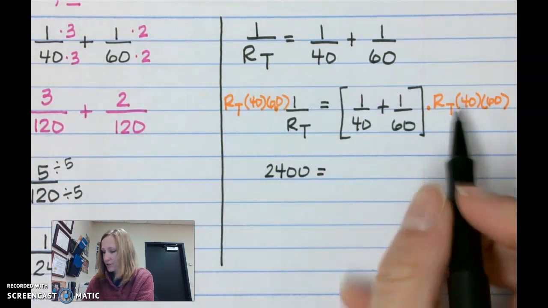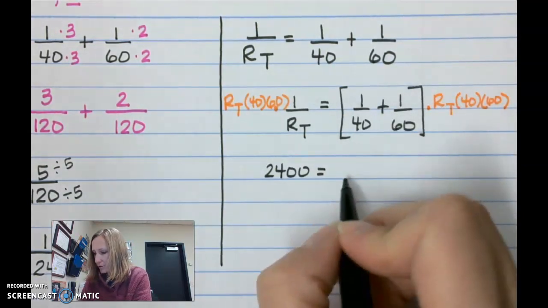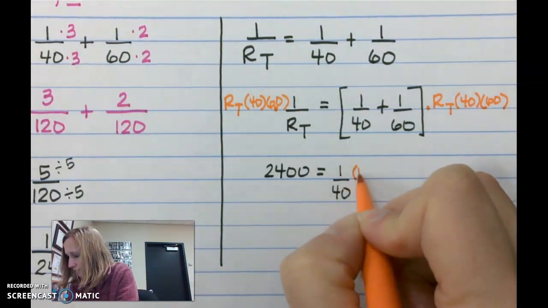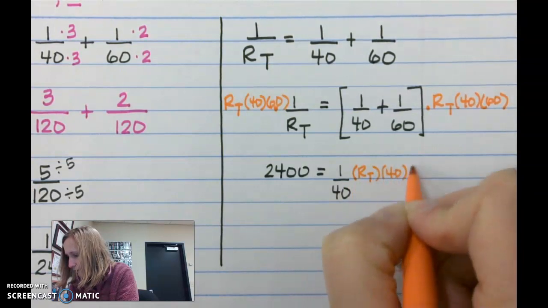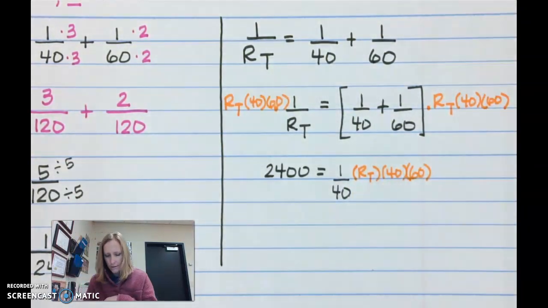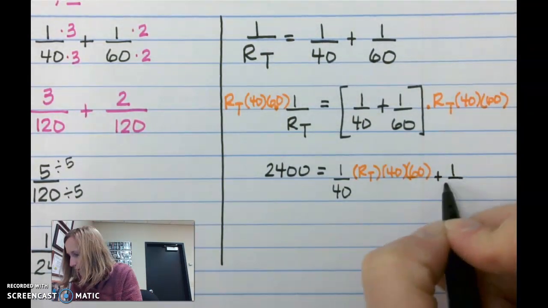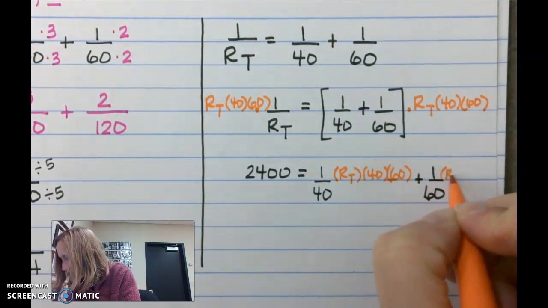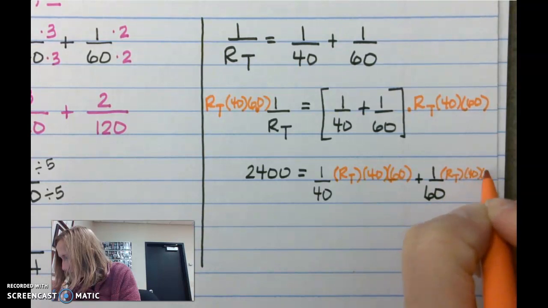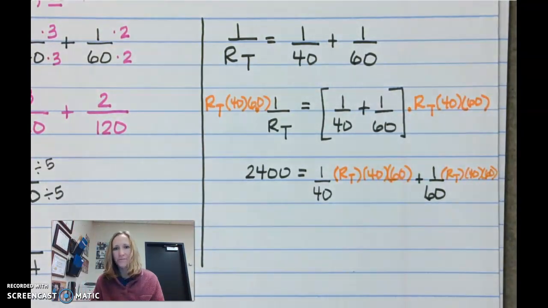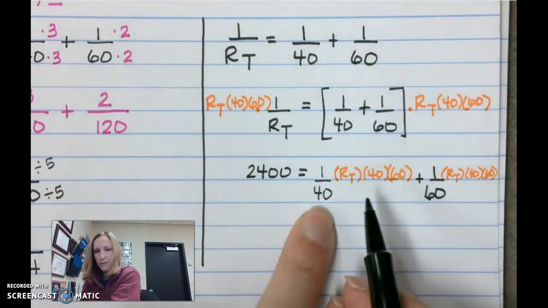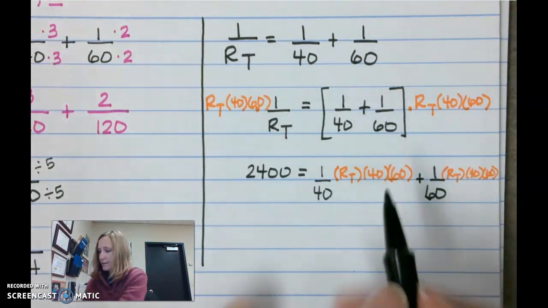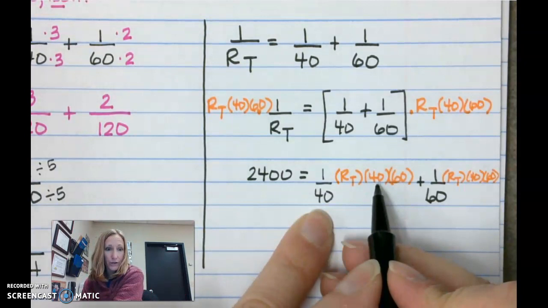On this side then, we need to make sure that this gets distributed. So we'd have to be multiplying both the 1 over 40 times RT and 40 and 60, and also the 1 over 60 would need to be multiplied by RT and 40 and 60. It's a little crowded there. Again, why are we doing that? Because dividing by 40 and multiplying by 40 again would cancel. In other words, 40 divided by 40 is just 1, or multiplying by 40 and dividing by 40 are inverses.